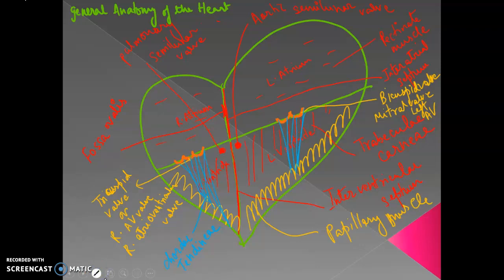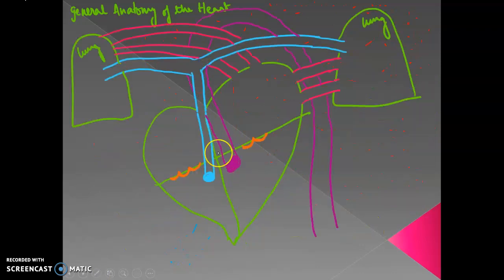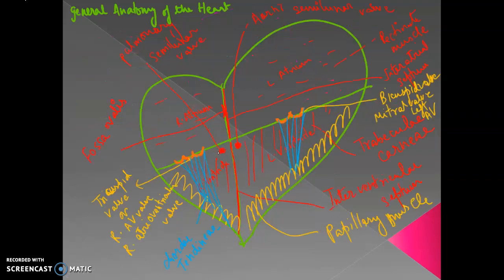I would like to add here that the pulmonary semilunar valve leads to this vessel called the pulmonary trunk. That's the pulmonary trunk. And the aortic semilunar valve leads to the aorta, not shown here.